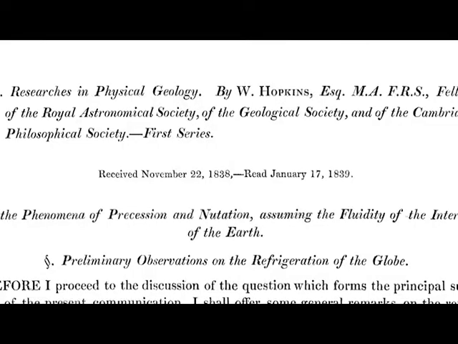So today we're talking about old news, where I'm presenting an article written by William Hopkins, a geologist and a mathematician from the 18th century. The article is written in 1838 and it's called On the Phenomena of Precession and Nutation Assuming Fluidity of the Interior of the Earth. I will link it here.